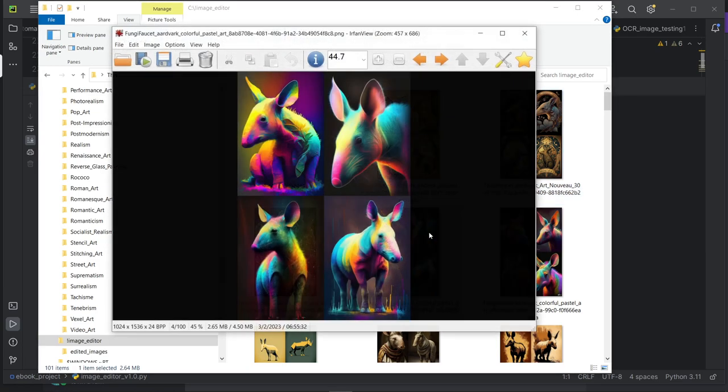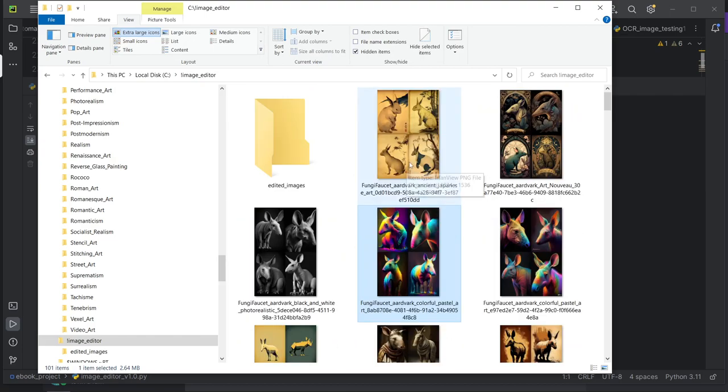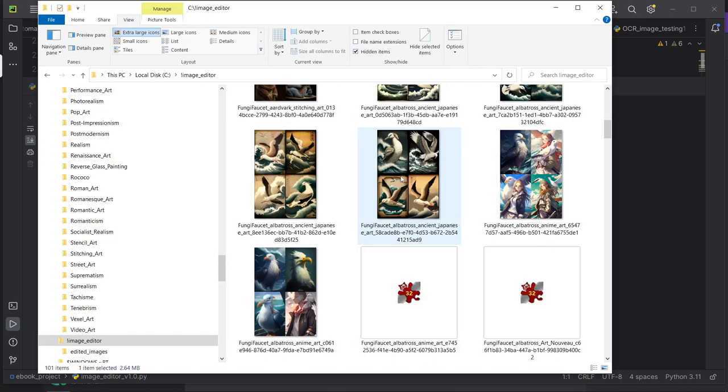God, these are so ugly. The aardvarks, which are always at the beginning of the folders, are so ugly sometimes. But anyway, they're all like this, right?